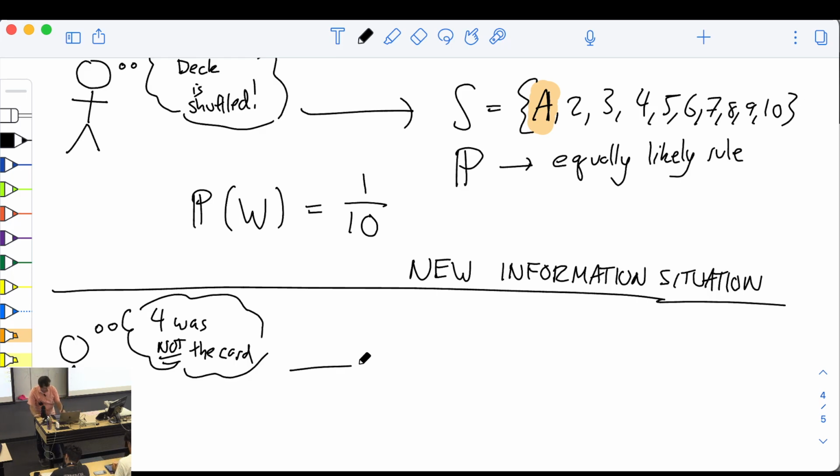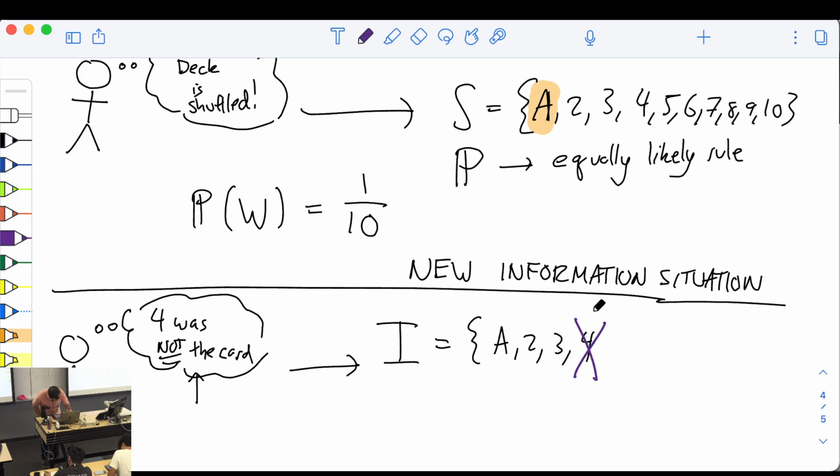And in this situation, the event that 4 was not the card, that's an event. I'm going to call that E for event. Oh, actually, why don't I call it I for information? Let's call it I for information. So the I for information event is the event ace, 2, 3, skip 5. Maybe I'll write 4 and I'll cross it out so you make sure you know it's not there. No 4. So the 4 is skipped: ace, 2, 3, 5, 6, 7, 8, 9, 10.